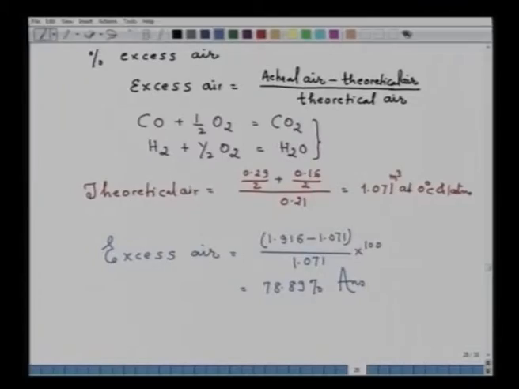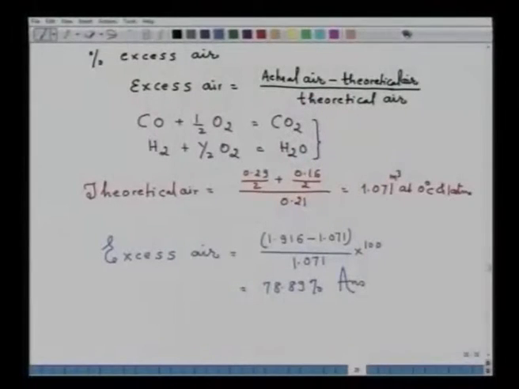Now, in another way, this excess air can also be calculated. If you see the Orsat analysis of flue gas or products of combustion, you note that the products of combustion contain 7% oxygen. This 7% oxygen is the so-called excess oxygen that is present in the flue gas, which has come from the amount of air which has been supplied. So, we can also calculate in this reverse way.